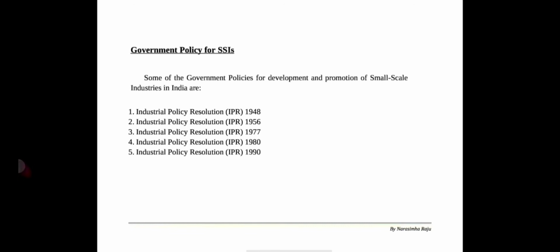And coming to the second industrial policy resolution, that is 1956. The main contribution of the IPR 1948 was that it set the nature and pattern of industrial development in the country. The post-IPR 1948 period was marked by significant developments taking place in the country. For example, planning has proceeded in an organized manner, and the first 5-year plan, that is 1951 to 56, has been completed. The Industries Act 1951 was also introduced to regulate and control industries in the country.